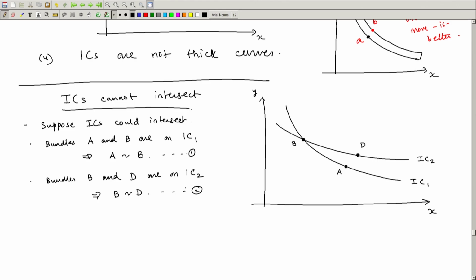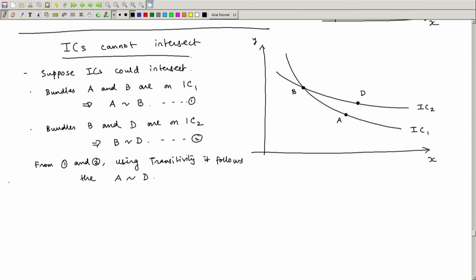So, now notice I can apply transitivity from 1 and 2, which is why we had listed transitivity as an important structure on our preferences earlier. From 1 and 2 without transitivity I will not be able to make that statement, so I need that to make the following statement. From 1 and 2 using transitivity, it follows that the consumer is indifferent between A and D. I am indifferent between A and B, I am indifferent between B and D. So, if you give me A and D, I am going to say that I am indifferent between A and D.